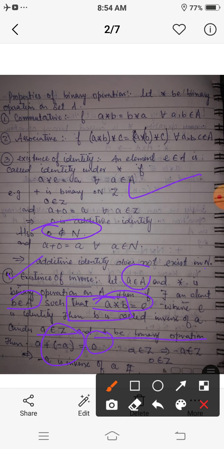So this was all about binary operations. From tomorrow onwards we will discuss another unit, that is trigonometric functions.